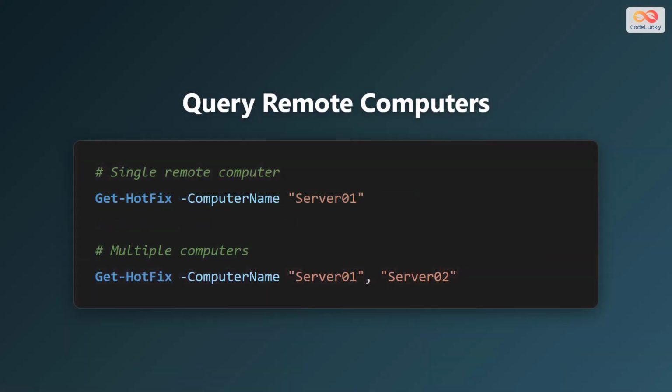One of the most powerful features of Get-HotFix is the ability to query remote computers. To check updates on a single remote computer, use Get-HotFix -ComputerName and provide the computer name in quotes, like Server01. You can also query multiple computers at once by providing a comma-separated list of computer names. This is extremely valuable for system administrators managing multiple servers, allowing you to audit patch levels across your entire infrastructure without having to log into each machine individually.